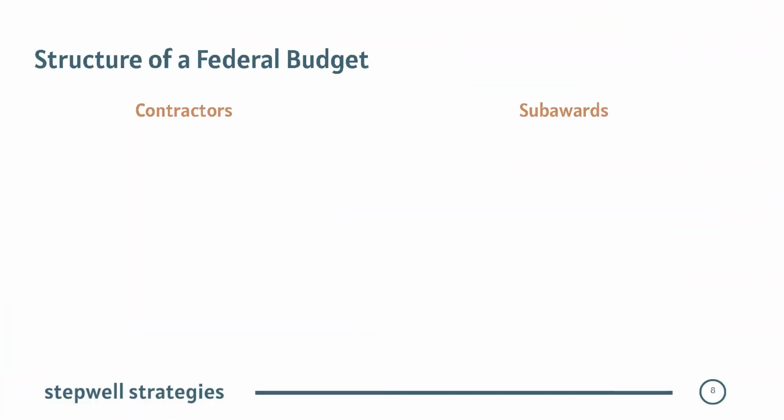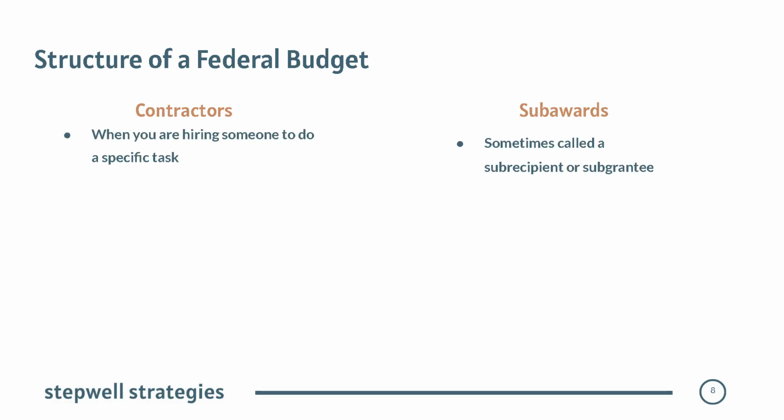Contractors and subawards are closely related. While subawards are usually not their own category, they will either slot in under contractors or other expense. It's important to note that they do have their own requirements and considerations. Contractors are those you are hiring to do a task, whereas subawards, subrecipients, or subgrantees are your partners who are working with you closely to execute a key aspect of the grant.